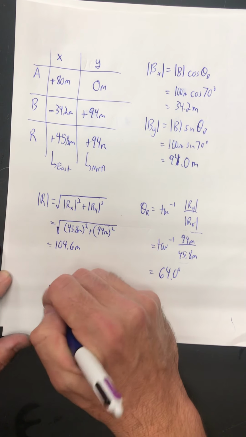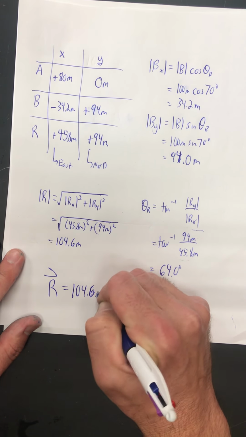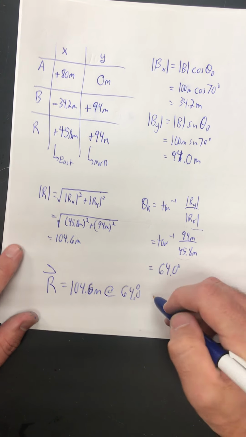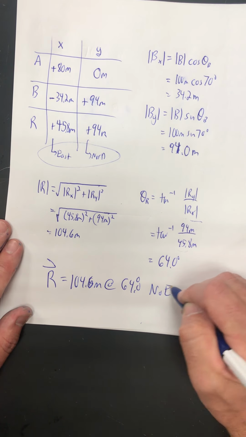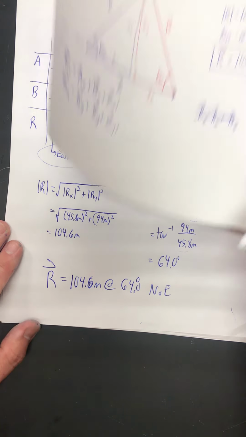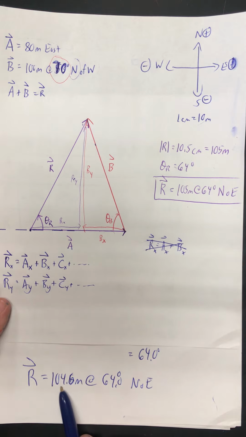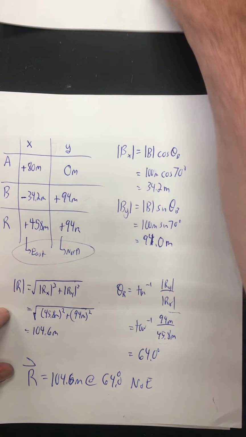And then let's finish it off. Therefore, our vector R is 104.6 meters at 64.0 degrees north of east. If I compare that to my graphical answer, it is magical: 105 meters, 104.6 meters, 64 degrees. It's great, it checks out.